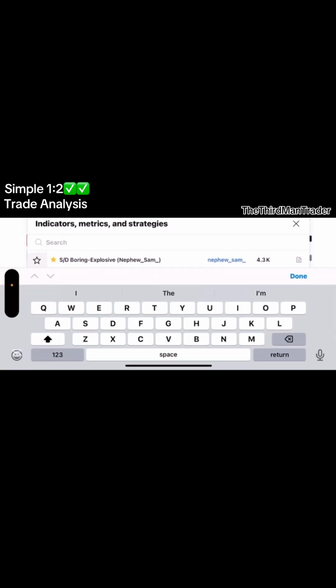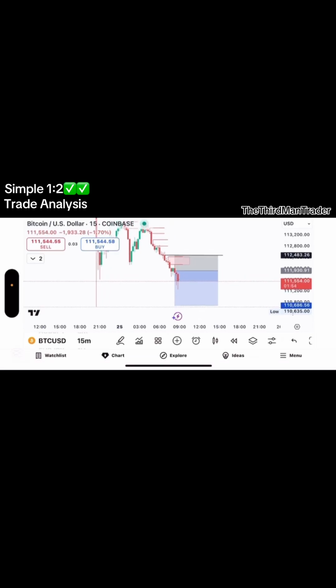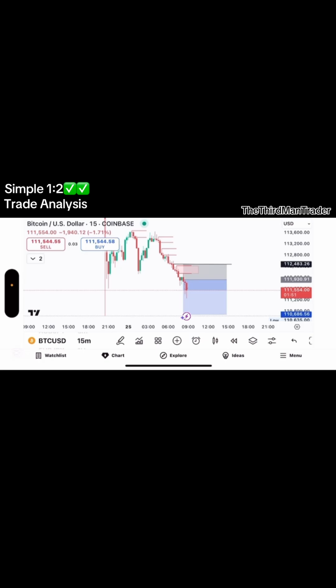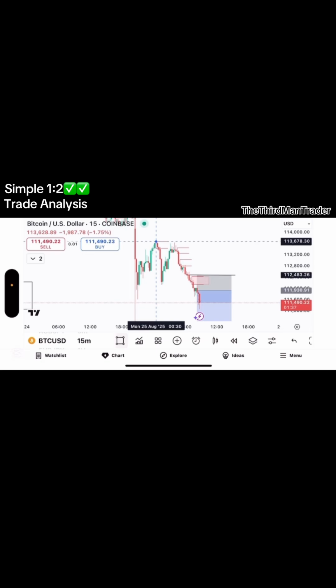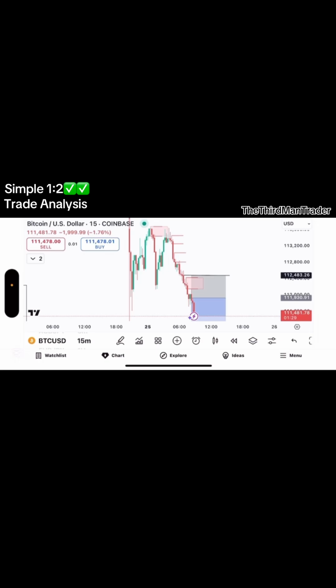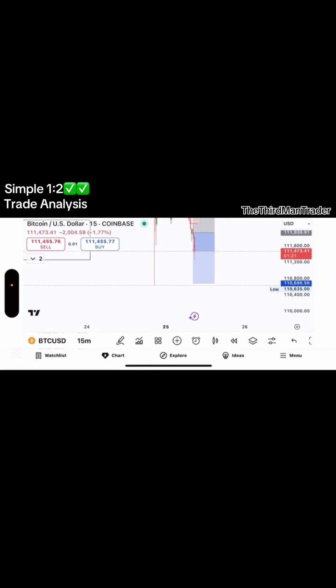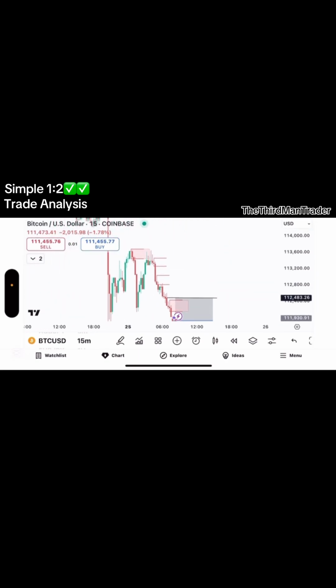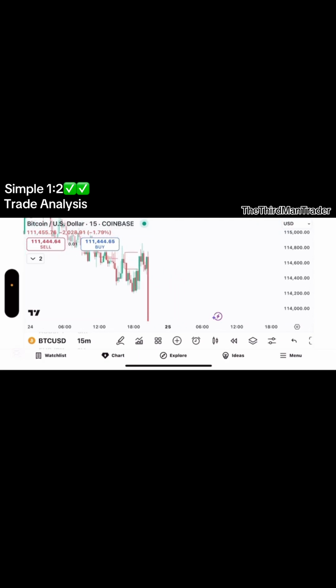Now, the SD Boring Explosive simply gives you supply and demand zones that you can take trades off of. It's been very helpful to me, and I think it will be very helpful to you too. All these places are supply areas. You set it in the settings to what you can associate with, but I put my supply areas as red and my demand areas as green. So these are supply areas. Anytime price gets back to these places, there's a possibility for price to sell.